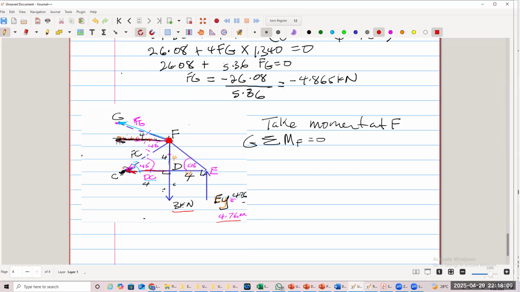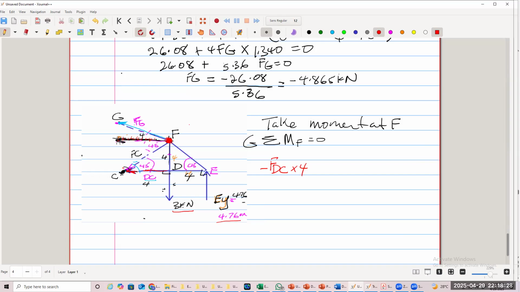But which direction is it going? It is going into the clockwise. So it's minus. So it's DC. Right? If you want to write FDC, fine with me. FDC times 4. All right.